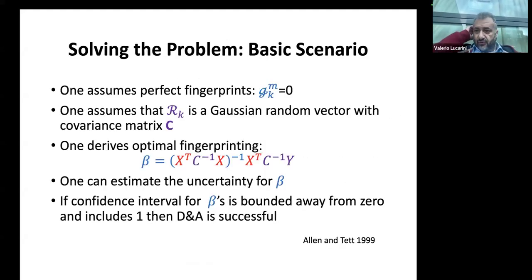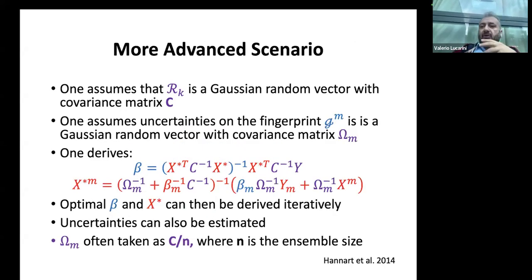Now, there are solutions to this problem in simpler or more complex statistical hypotheses, always bound to very strong hypotheses on the properties of the natural variability, usually assumed to be a Gaussian random vector with a given covariance matrix. You get an explicit formula in the simpler case, or a more convoluted formula in a slightly more general case, for the betas. So you give me the signal, you give me the fingerprints, you give me the properties of the correlation matrix describing the natural variability, and they give you the betas.